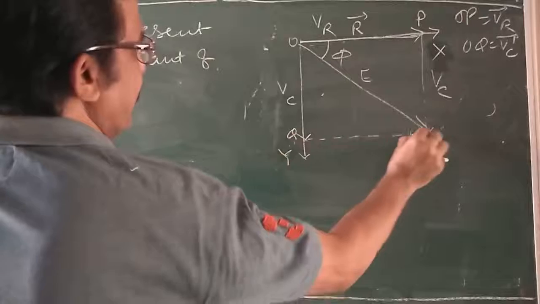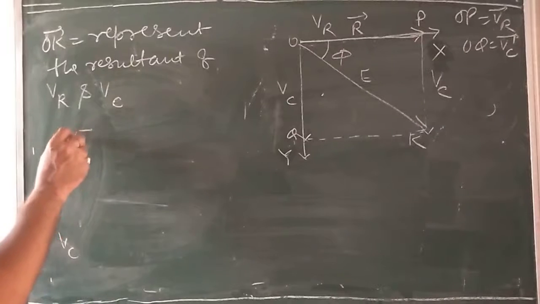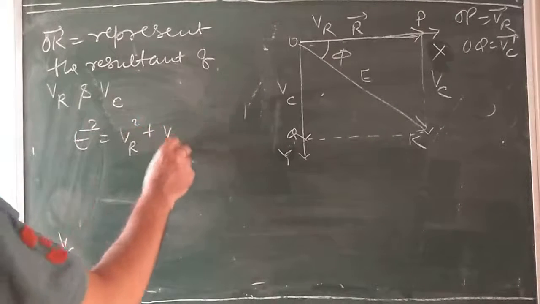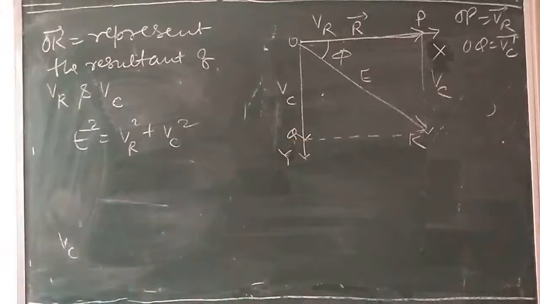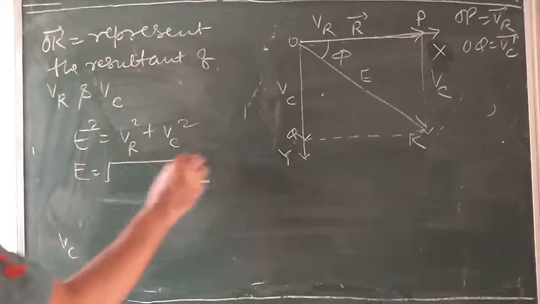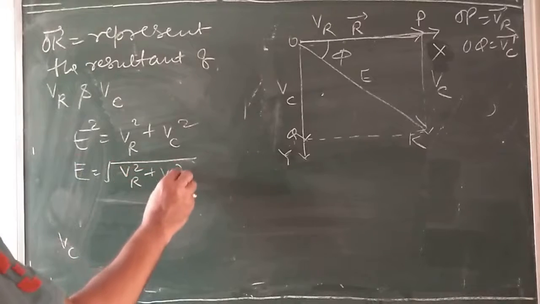Is that clear? Now, for the resultant E, by Pythagoras theorem, I can write E square is equal to VR square plus VC square. So I can say E is equal to under root of VR square plus VC square.